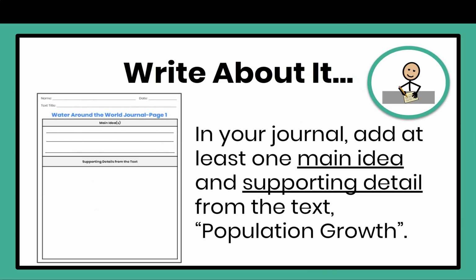Now, let's write about it. Using what you've thought about and talked about, in your journal, add at least one main idea or big idea the author wants you to know, and supporting detail from the text population growth. You can go back into the text if you need help. Before you pause the video to write about it, please make sure you come back to the video. We have more left in this lesson. Pause the video now and write about it.